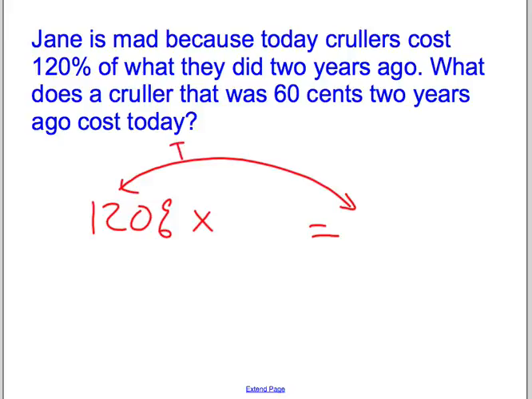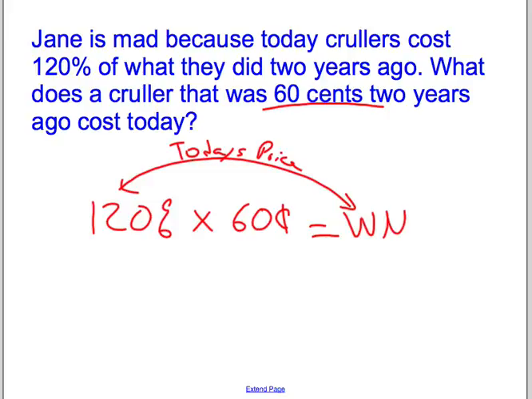Okay, so I'm going to say today's price, because it's 120% of the original. Are we given the original cost or the new cost today? We're given the original, and they want us to find the new cost. It was 60 cents 2 years ago, and that's also the first event in time. The first event in time is 2 years ago versus the cost of today. So this is 60 cents here, and we're looking for what the cost of those crullers are today.